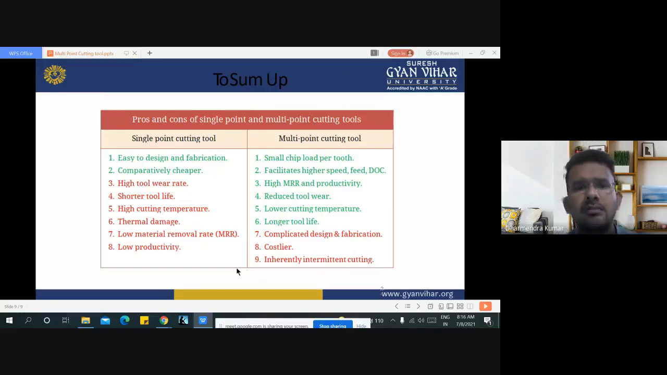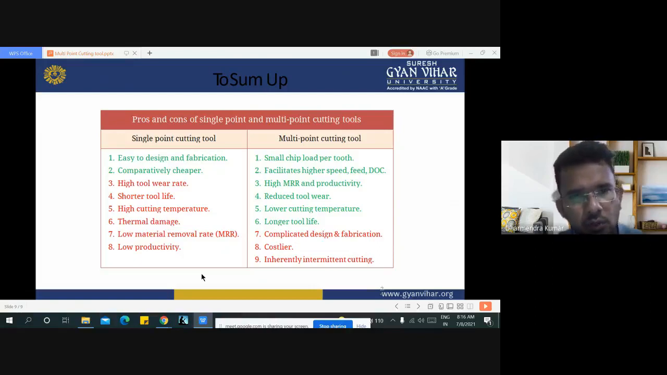Now these are the basic differences. A single point cutting tool is easy to design and fabricate, whereas a multi-point cutting tool has a small load per tooth. Design consideration is harder compared to a single point cutting tool, because here the cutting edges are two or more. A single point cutting tool is comparatively cheaper, but a multi-point cutting tool is comparatively costly because of the growing of various teeth, various cutting edges on it.